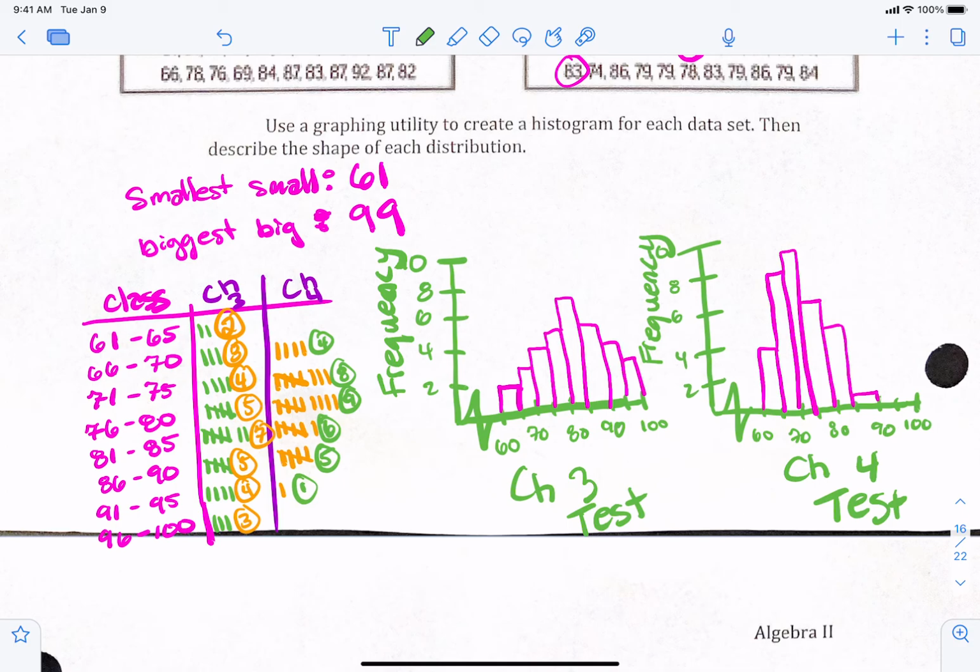What's the shape of each one? I would say they both are decently symmetric. Both are symmetric. Now, one of them is taller than the other. But what does that tell us?